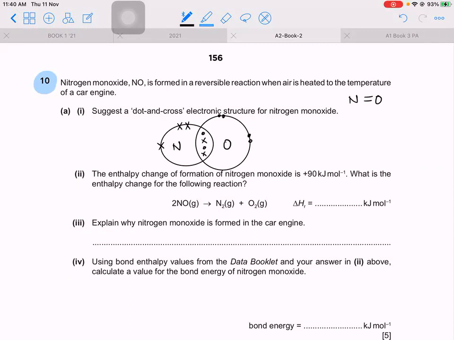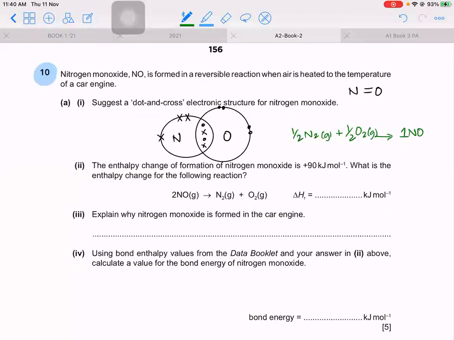Now, they're saying the enthalpy change of formation of nitrogen monoxide is 90 kilojoules per mole. What is formation? Formation is when 1 mole of something is formed from its constituent elements. What will be the constituent elements of nitrogen monoxide? Nitrogen and oxygen gas. So 1 mole of NO being formed from its constituent elements in their standard state under standard conditions is called enthalpy change of formation. And they've told you that the formation of 1 mole of NO is plus 90 kilojoules per mole.